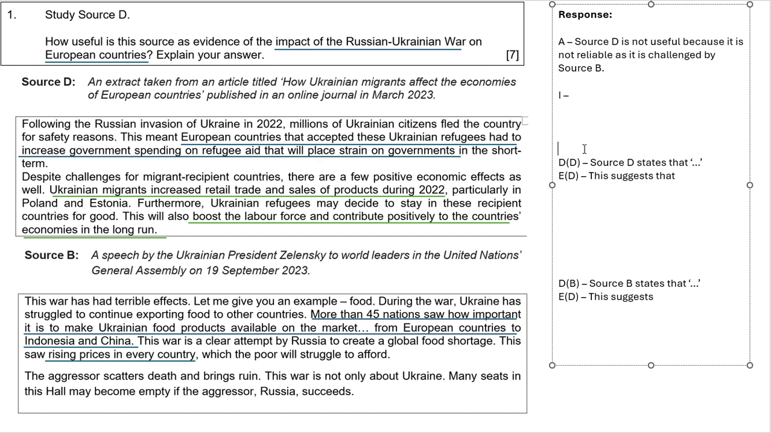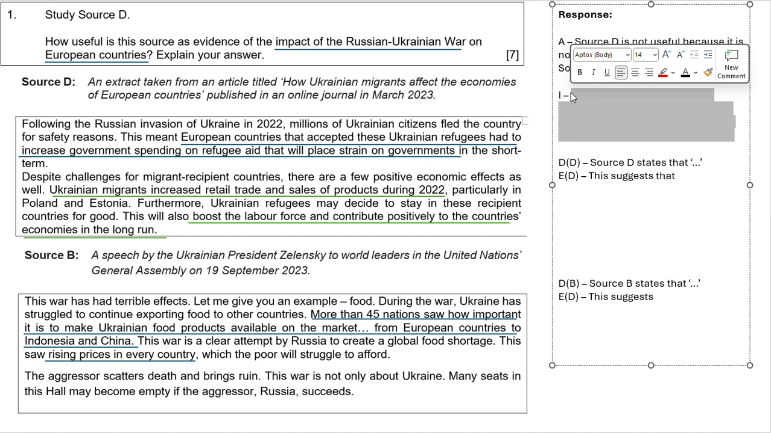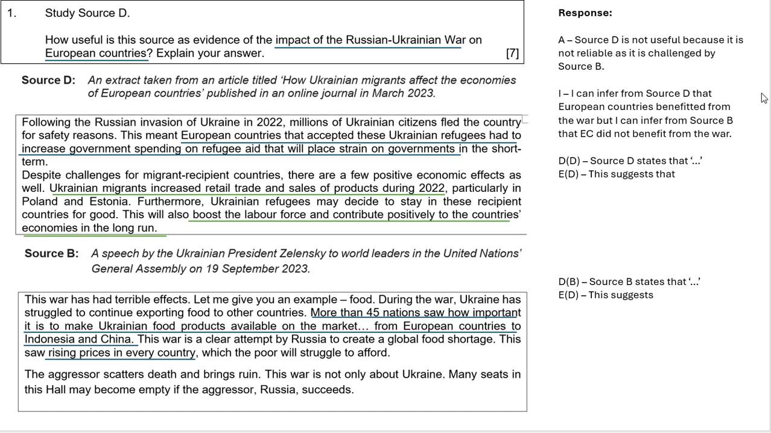Then I make my inference. So what I can do here is to put my inferences of source D and source B together and make sure that when you make this inference, there's a clear match. So my inference is, I can infer from source D that European countries benefited from the war, but I can infer from source B that European countries did not benefit from the war.